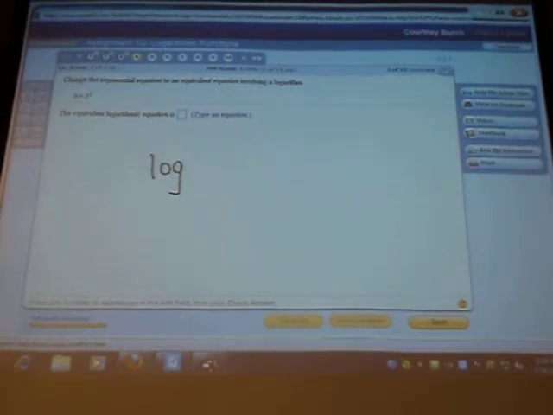Okay. So first, go ahead and start with your log, and then say, what's my base? My base is 3. Then what happens to the 9 and the 2? They switch. Log base 3 of 9 equals 2.